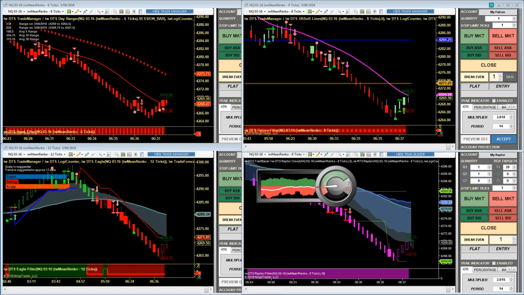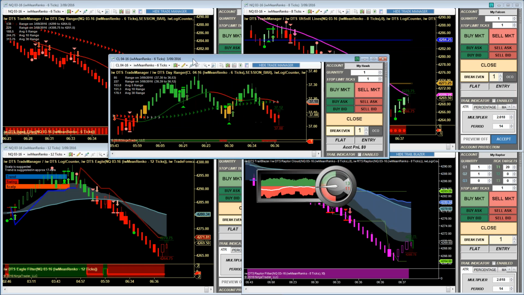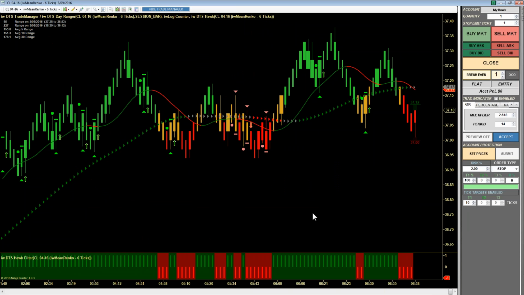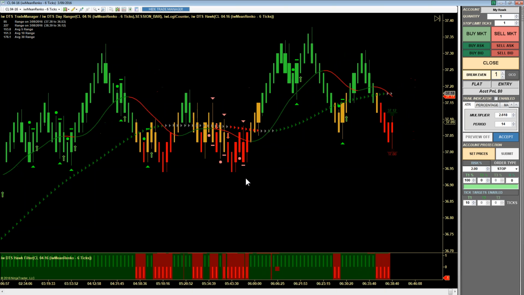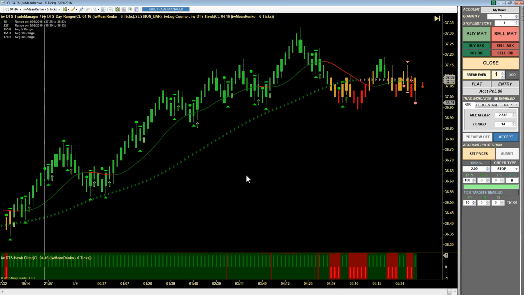So there was the crude oil market on the Falcon, and here's crude oil now on the Hawk. And again, we're looking at a market that's very neutral at the moment. We can tell because we're getting all these yellow bars. The yellow bars are a sign of neutrality on the Hawk scalper. So right now, nothing really promising in crude oil.